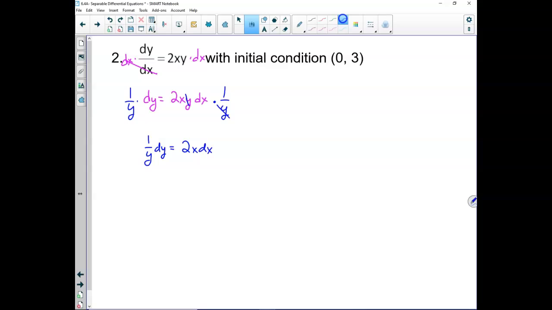Well, here's why. Because if I'm at dy equals 2xy dx, and I think of dividing by y, what most students do is they get to this point, dy over y equals 2x dx, and then when they integrate, I've separated properly, but they're like, whoa, what's going on here?